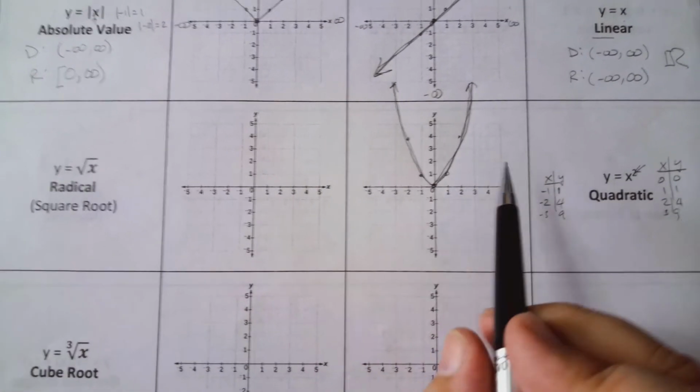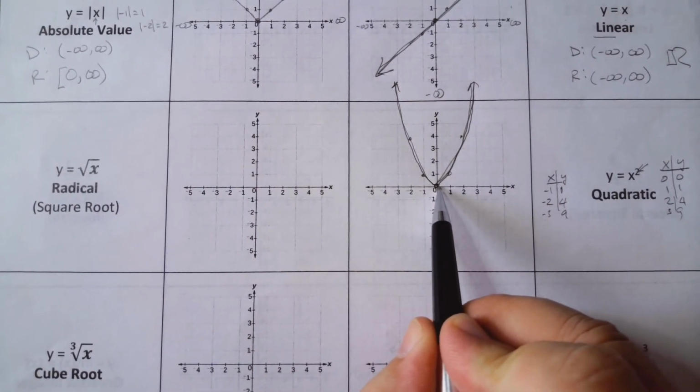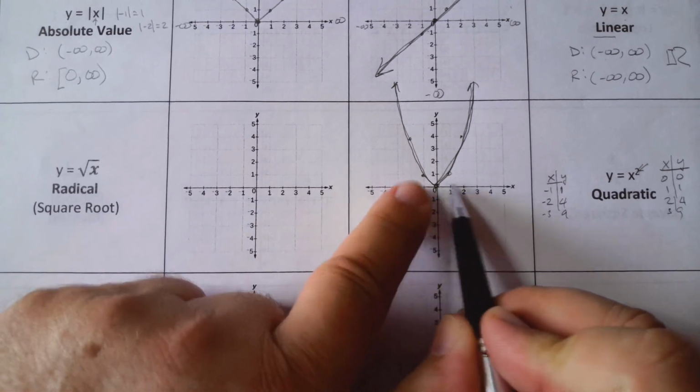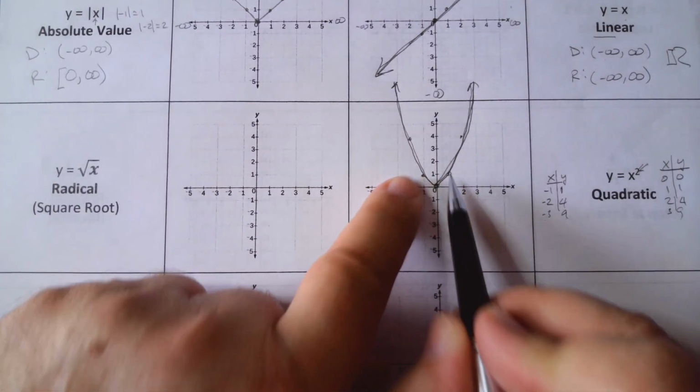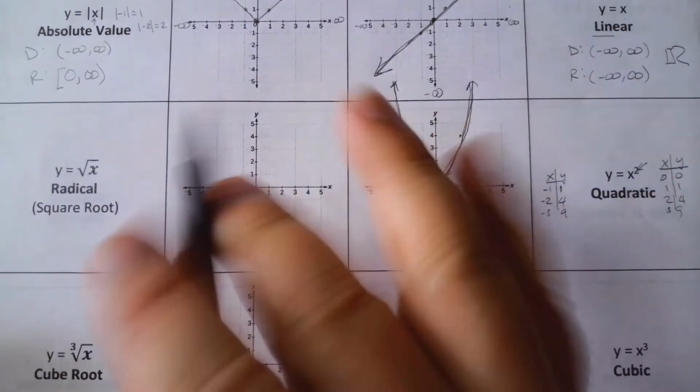We see that there are mirrors. Here's the bottom point, call it the vertex. So if we go 1 to both sides, they both go 1. If we go 2, they both go 4. If we go both to 3, so it's a mirror image.